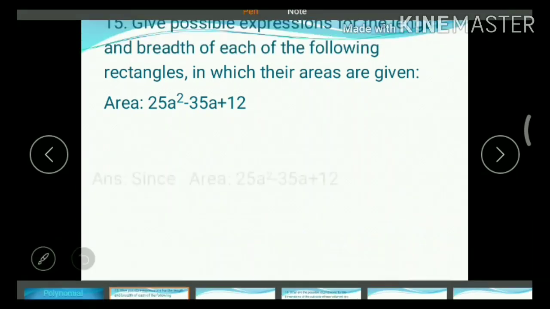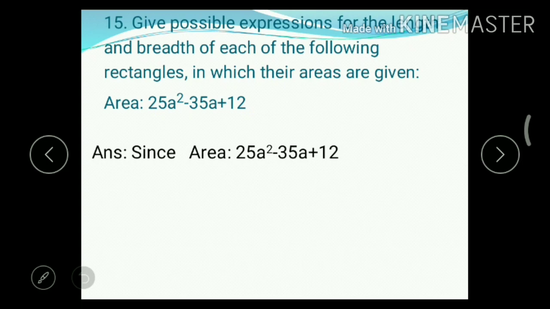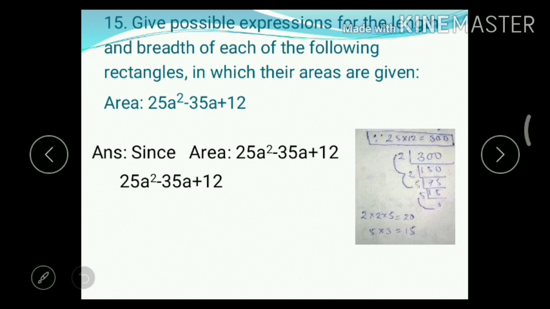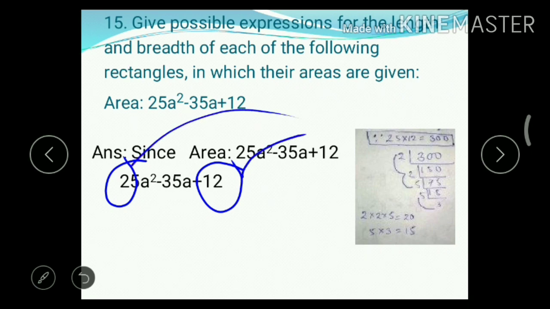Here the first line, since area is this much, which is given in the question, we have written. Then this we shall do factorization, so separately we have written it. Then here you have to split the middle term, right? So before splitting the middle term, what you have to see? You have to see the a square coefficient and the constant term. These two multiplication you need to take, which will be, here you can see I have written 25 into 12, it is 300. Then 300 is a big number, right? So we have to do the short division.